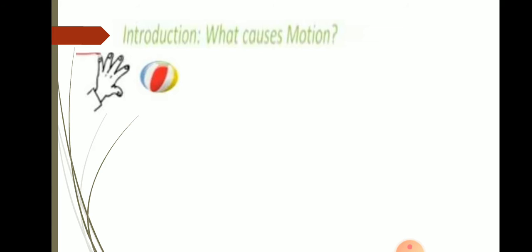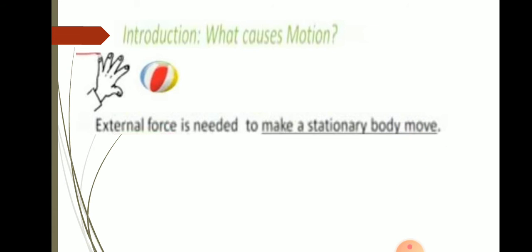So then what is the cause of motion here? That is the force applied by me, is it? So this causes the ball to move, right? That means an external force is needed to make a stationary body move, is it?